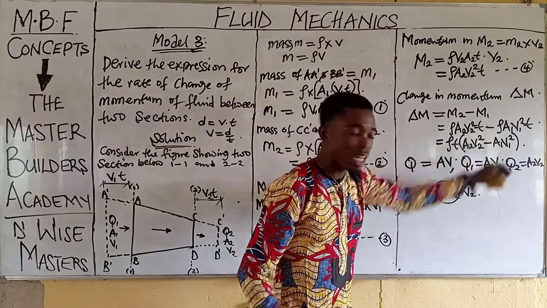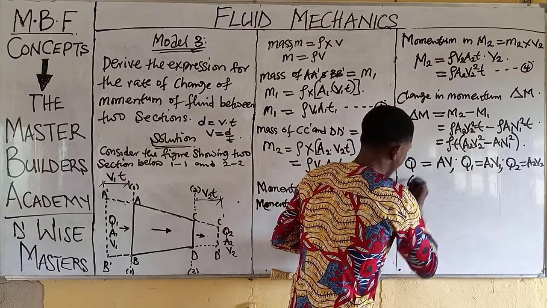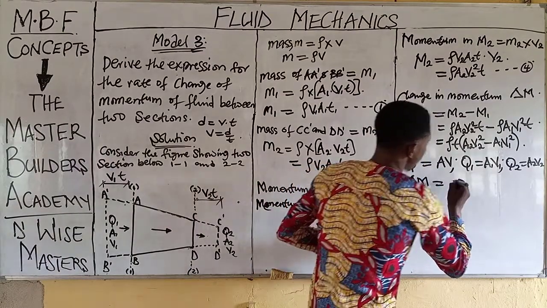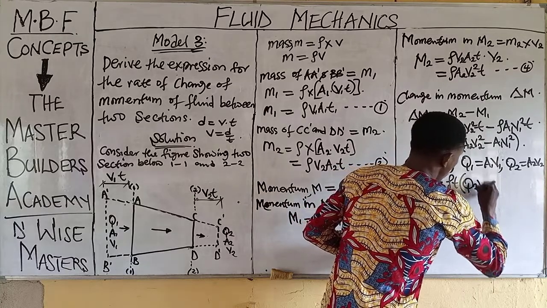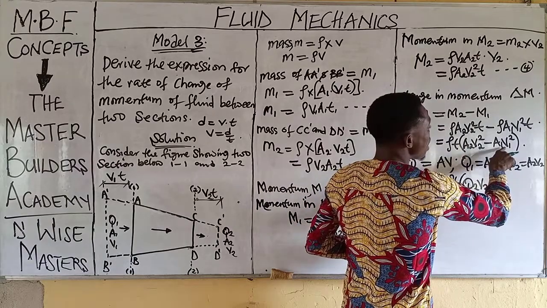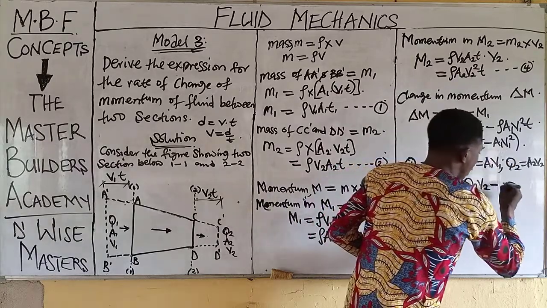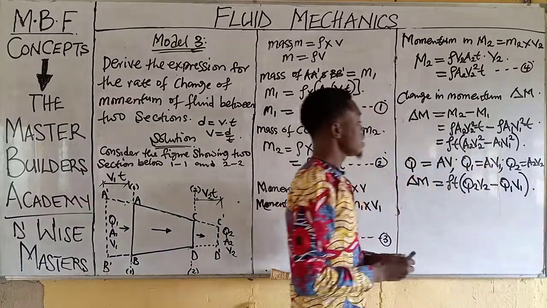Similarly for V1. Automatically, we can have this equation as change in momentum is equal to density multiplied by time. We will have this as Q2. Only one V2 will be left here. Then for this guy, if I remove one V1 from here, this will give us Q1 V1. This is the change in momentum.